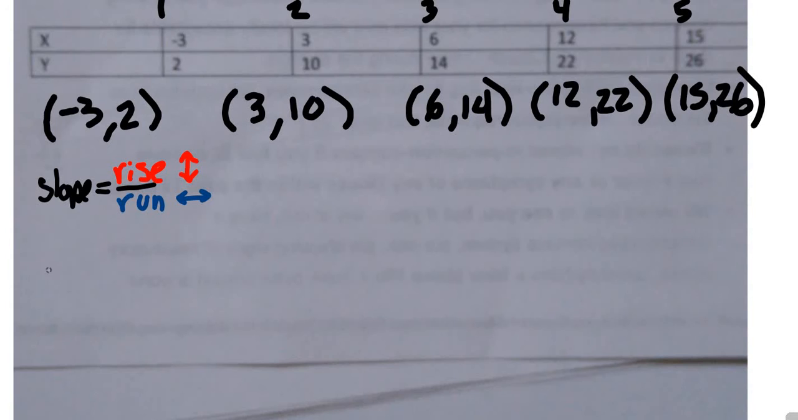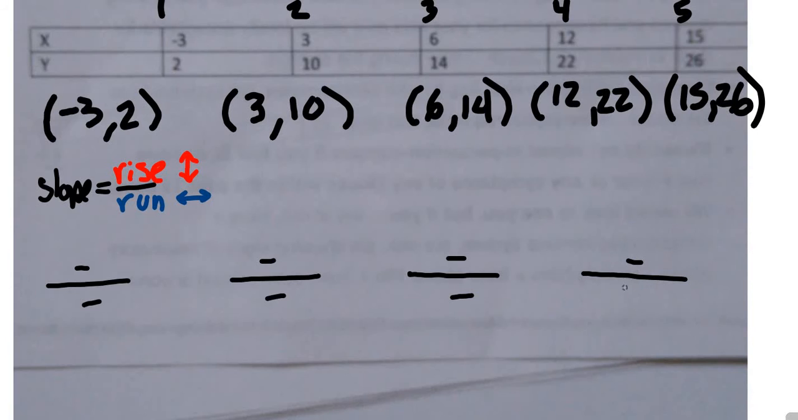So first off, I'm going to find the slope between points 1 and 2. Then between points 2 and 3, 3 and 4, 4 and 5. Okay, ready? Let me show you. When we say rise, rise is going to be y minus y over run, which is x minus x.